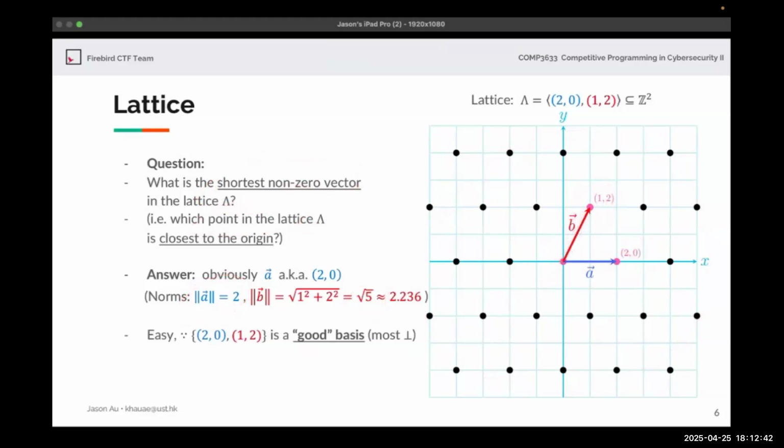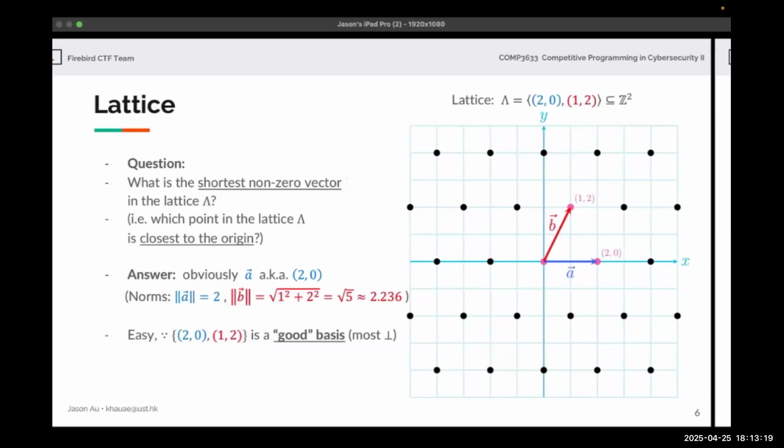It's very obvious because this basis is a good basis, or a very reduced basis. They are the most perpendicular basis within the plane. You may wonder why this is not B. Actually, they're the same, because if we consider the angle between A and this vector, it's still this angle. This angle is still the same. So this is already the most perpendicular and reduced basis within the lattice.